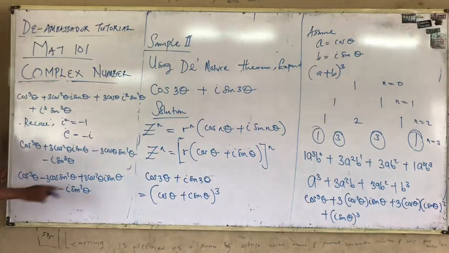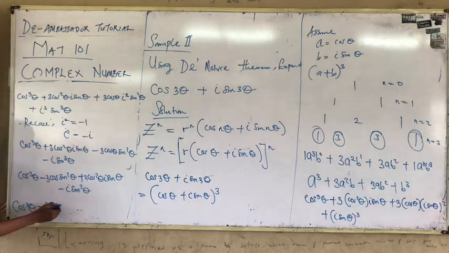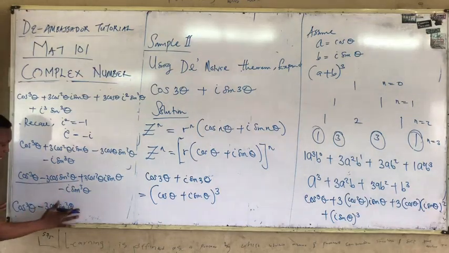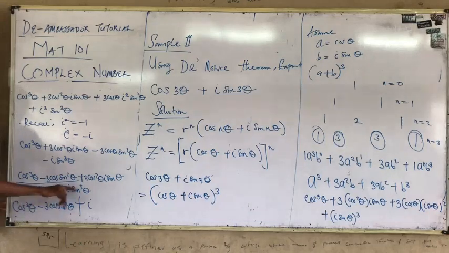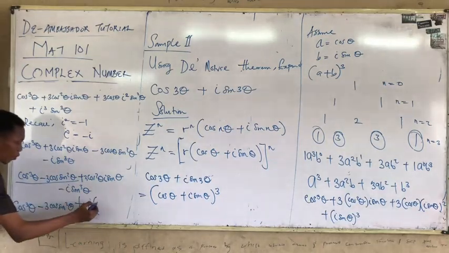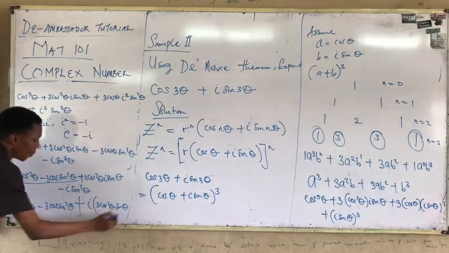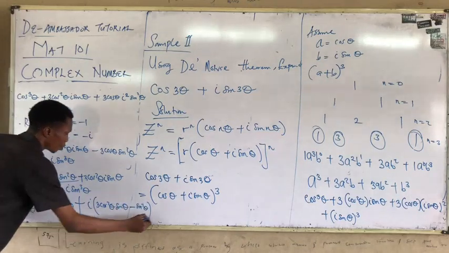Now bring out the I that is common here. So how do we have it now? Cos cube theta. Then, we are still on this side, so let me use a bigger plus to separate them. So I is outside now. Because when you bring out the I, you will be left with what? 3 cos square theta sine theta, minus sine cube theta. That's it.